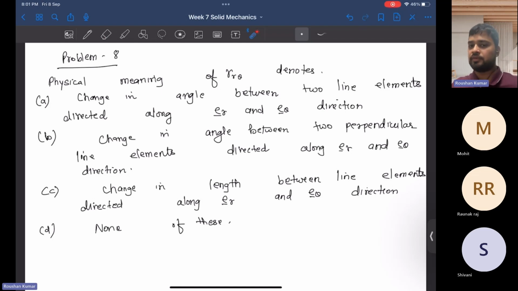Actually, the definition comes from the change in angle between two perpendicular line elements, not any line elements. The line elements must be perpendicular to each other, directed along e r and e theta direction. If there is some change in angle between them, then we say there is some gamma r theta. That means some shear strain has developed. Unless they are perpendicular we can't say anything, because if two line elements are inclined at some angle initially, we can't get the definition of shear strain from them. Shear strain always defines the change in angle between two perpendicular line elements along e r and e theta direction. So the correct option is option B.